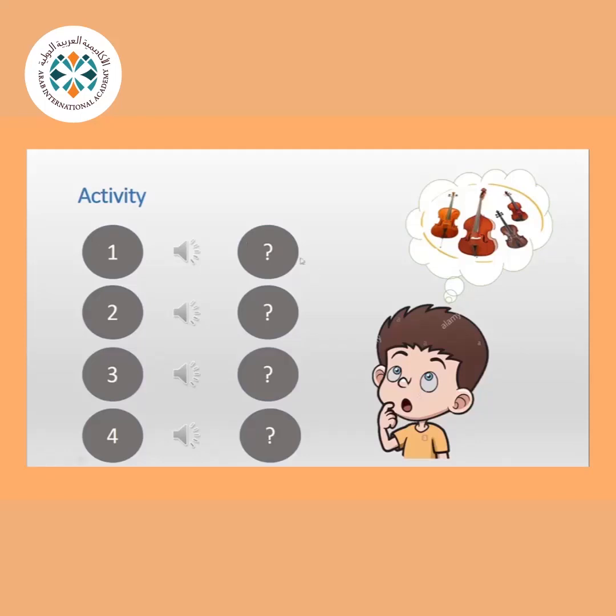Now I'll play 4 tracks for you. You need to listen carefully and try to guess which instrument is playing. So you need to write down the name of the instrument. Now you can write number 1 and wait for the instrument to play.